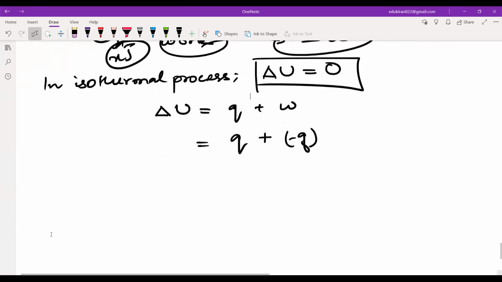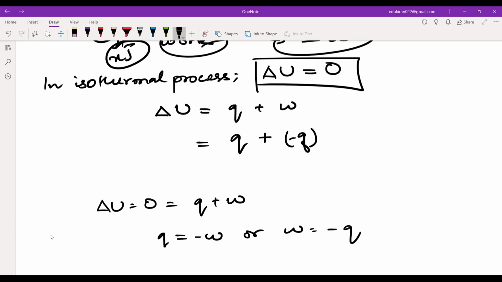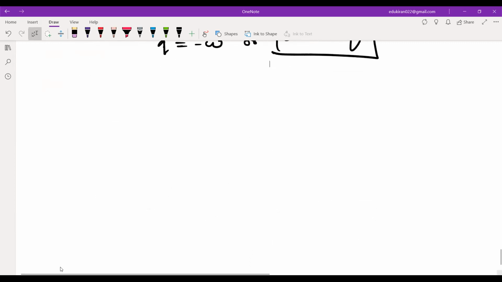And also what we can write here is, if delta U is equal to 0, that means Q plus W is equal to 0, and hence I can say that Q is equal to minus W, or we can also write W is equal to minus Q. W is equal to minus Q. Now from this, we will write a question.